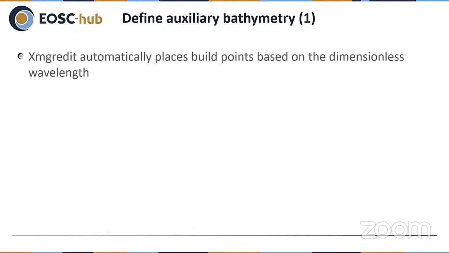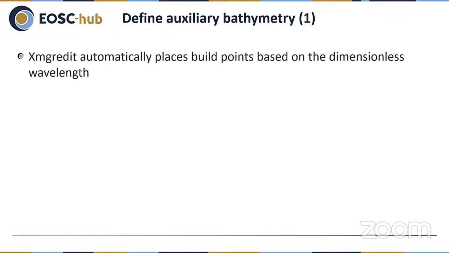So here comes the really tricky part about this approach. As I said, GREdit is a fairly old code. It was actually developed almost 30 years ago, even though it was improved over the years. And the approach that it has to automatically place the build points is based on the dimensionless wavelength criterion that I told you about in the first part of this tutorial. However, we don't want to use this criterion. Instead, we want to use the grid spacing that we just defined.